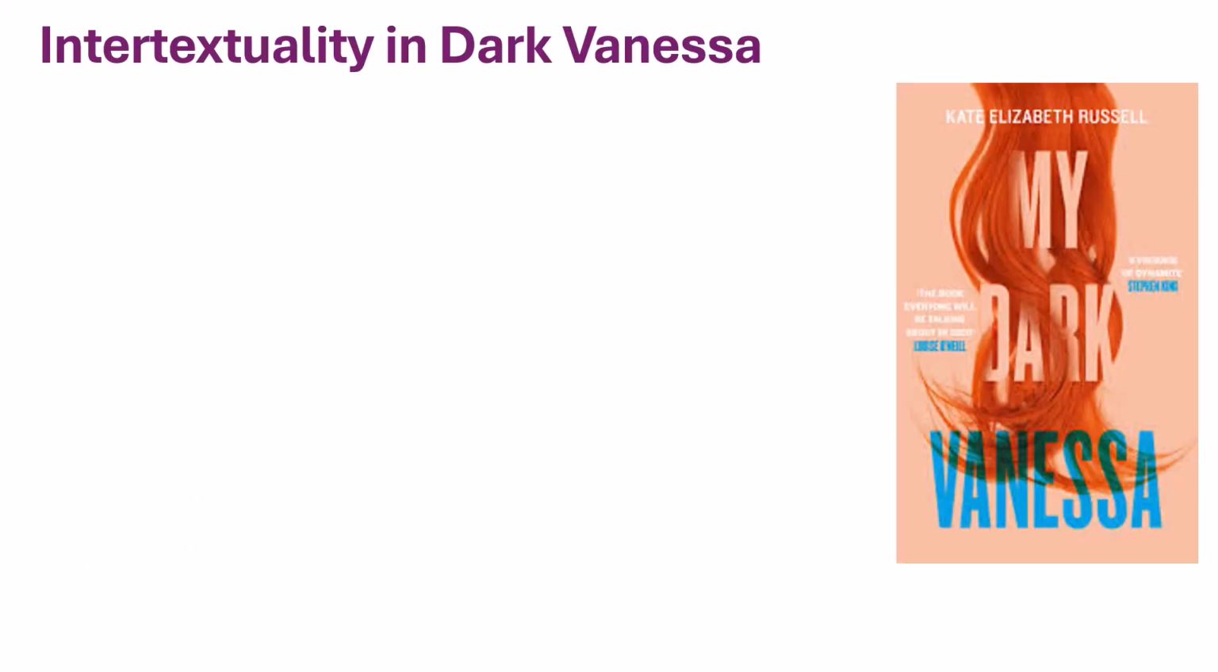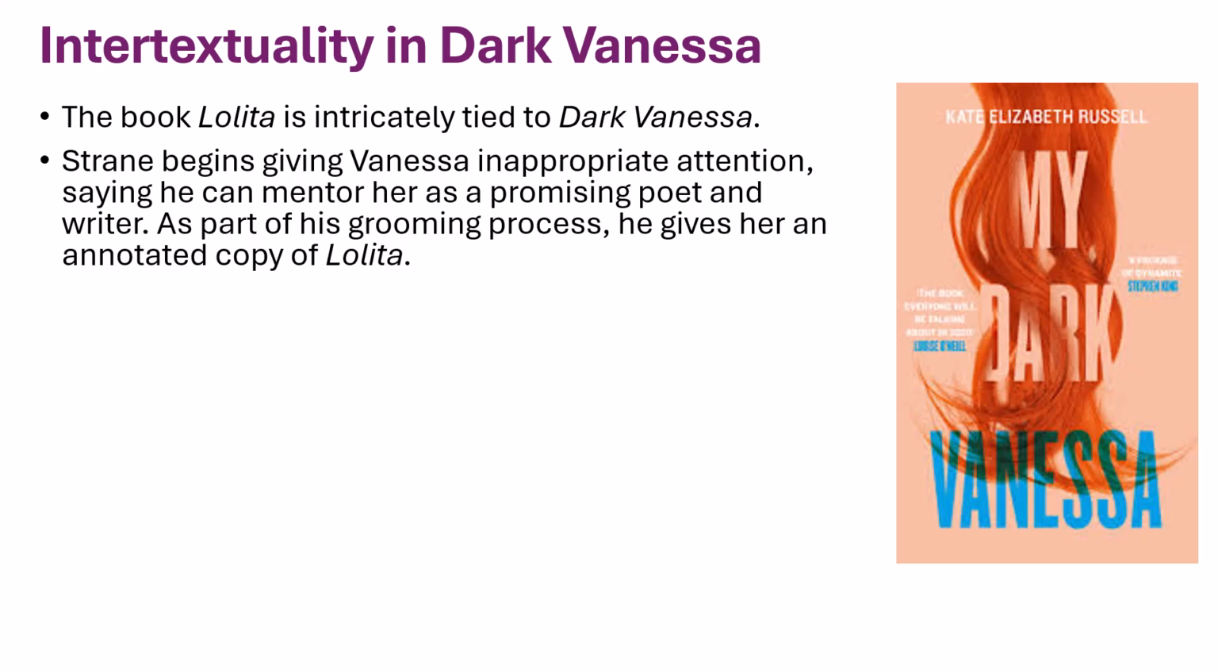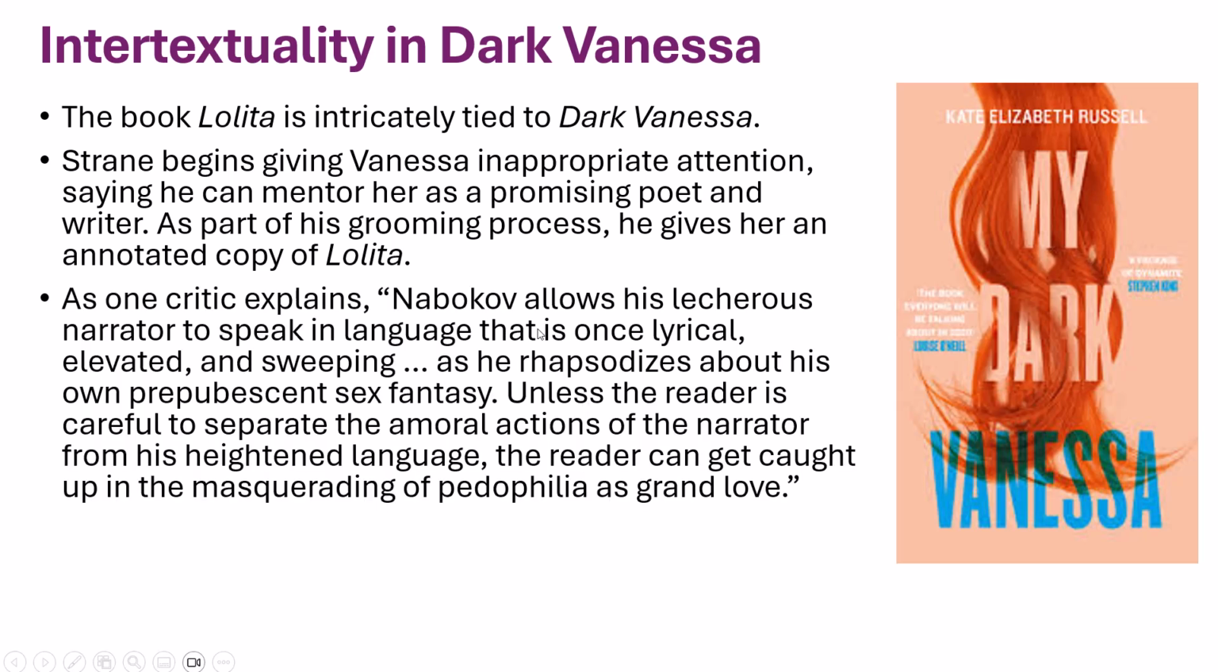So, intertextuality in My Dark Vanessa. The book is really intricately tied to the novel My Dark Vanessa. Strain begins giving Vanessa inappropriate attention, saying he can kind of mentor her as a promising poet and writer. As part of the grooming process, he gives her a number of other works that we'll talk about later, but in particular, his annotated copy of Lolita. It's definitely supposed to be a way for her to read a story that is shaped by a predator, to see herself through the predator's eyes and to draw a direct comparison between this relationship between Humbert and Lolita and herself and her teacher.